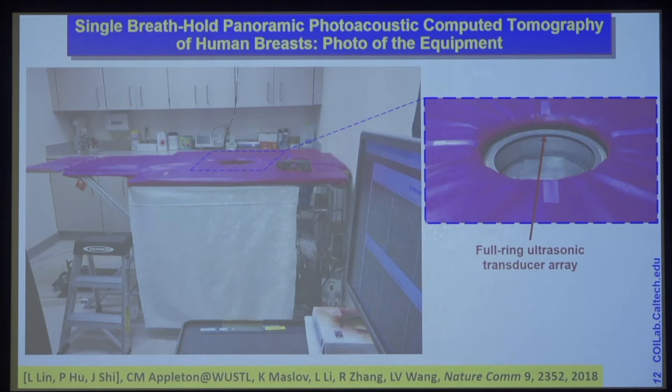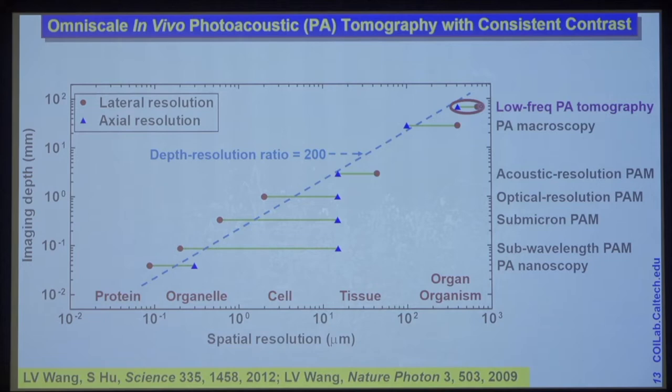So obviously you can scale up the system for human-level imaging. This is a human breast imaging system. You can see this aperture with a 22 centimeter diameter. This black ring is the ultrasound transducer. Again, we have 512 elements for parallel detection. This system operates around this point. It gives you multiple centimeters of penetration, hundreds of microns resolution.